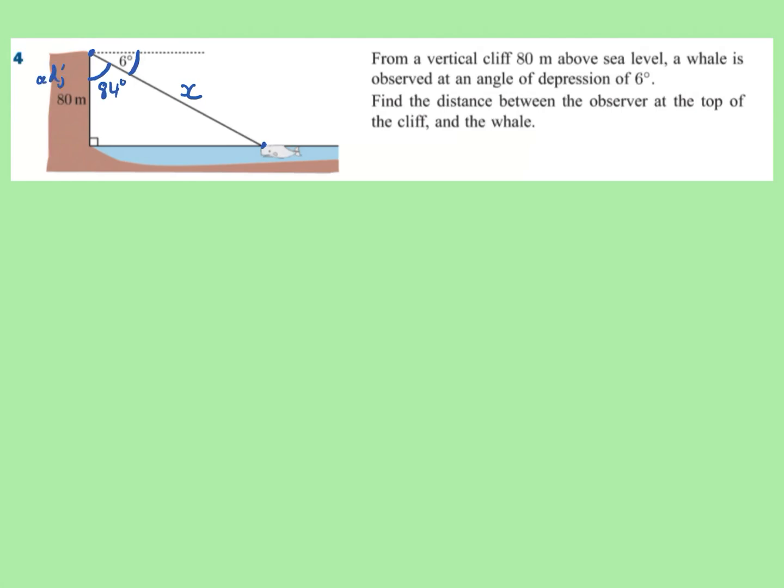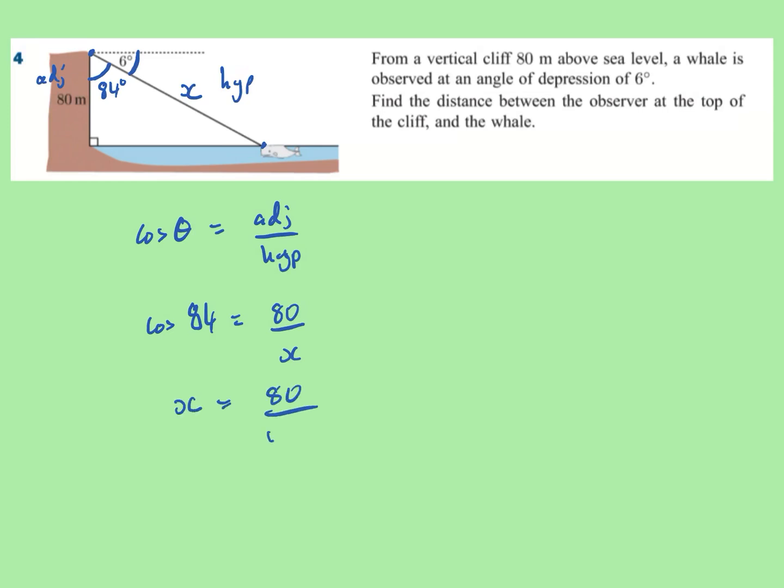So I've got adjacent and I've got hypotenuse. So it's a cosine. Cosine of my angle equals adjacent over hypotenuse. Cosine of 84 is equal to my adjacent, which is 80, over my hypotenuse, which is x. So x equals 80 over cos 84.